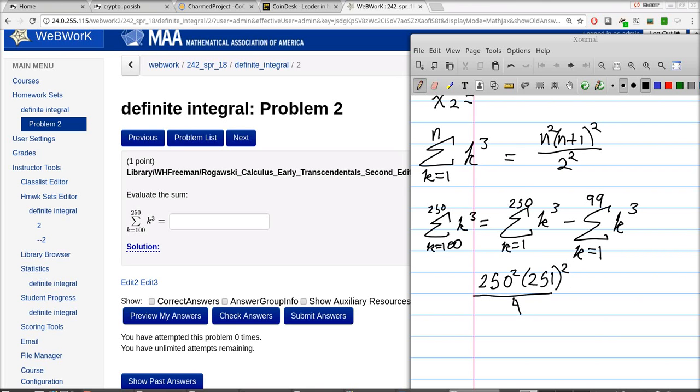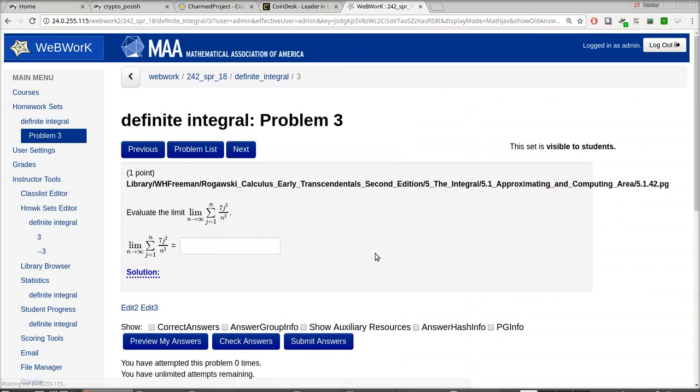Take away, I guess the whole thing is going to be over 4, isn't it? So I could sort of save myself a little work here. Minus 99 squared times 100 squared. And that's the answer, whatever that is. I'm not going to bother to type it in there. So let's go to the next one. You can tell that pains me, can't you?